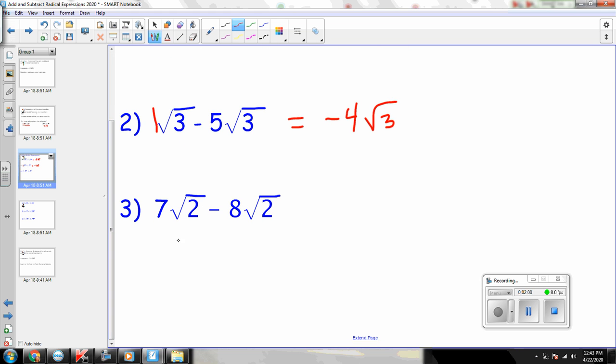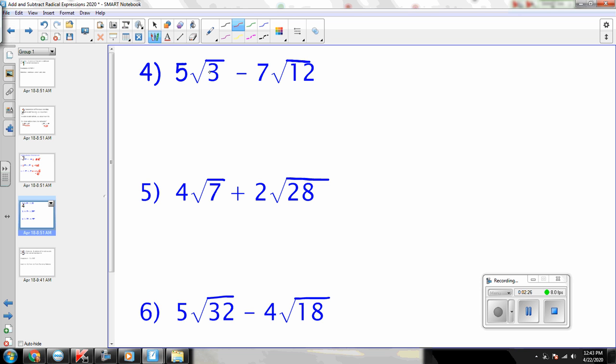On number 3, I do have like radicands. I have radical 2 and radical 2. So I can subtract 7 radical 2 minus 8 radical 2. 7 take away 8 is a negative 1 radical 2. If our coefficient is a 1, we really don't have to write it. You could just say that's negative radical 2.